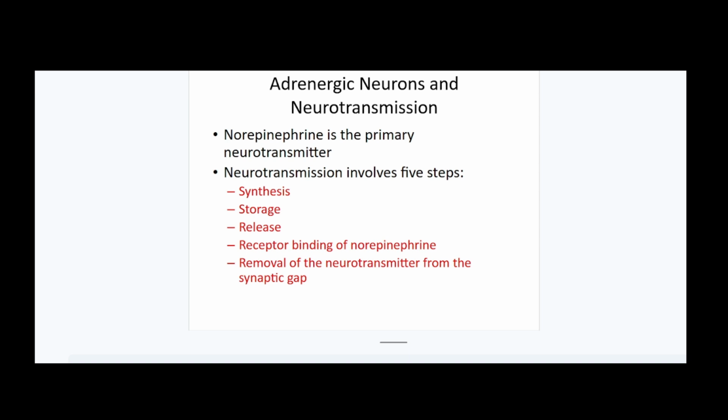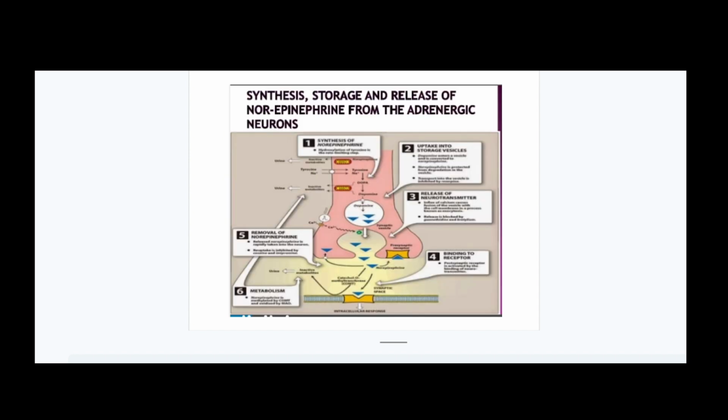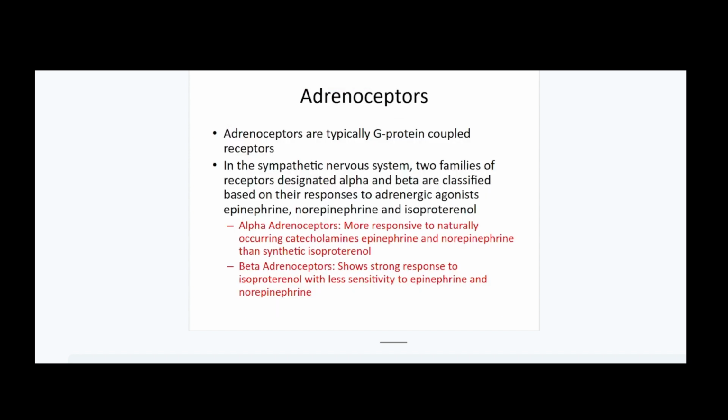Adrenergic neurons release neurotransmitters such as norepinephrine or adrenaline, or epinephrine. We have the synthesis, which is the production, the storage, the release, the receptor binding, and the removal or degradation of this neurotransmitter from the synaptic gap. But our main focus today is basically the drugs. So we are not going to be talking about the process of formation. We're going to talk about this later.